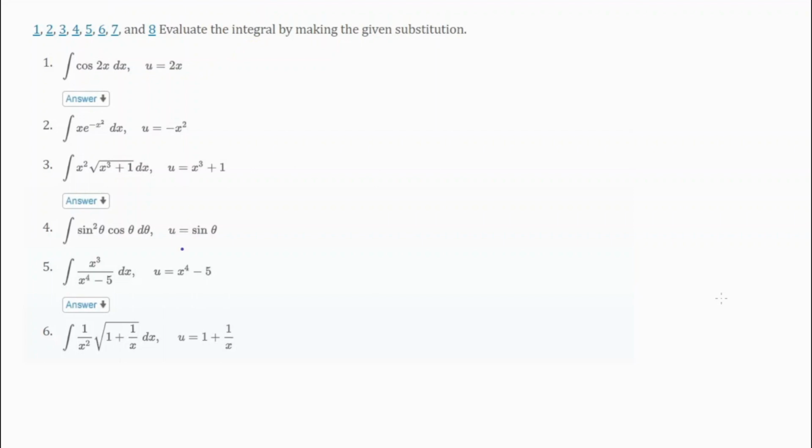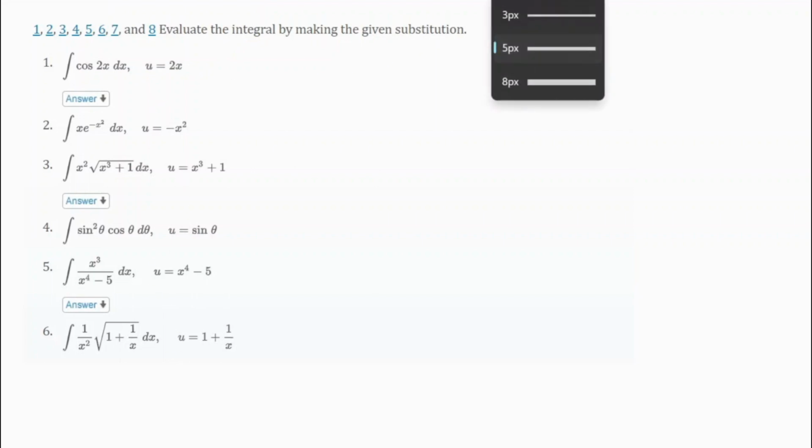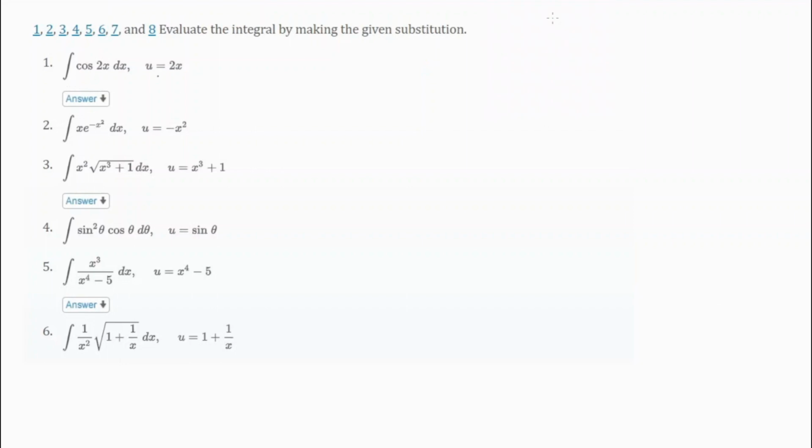For these questions, we're already given a u value, so we have to use the u value to integrate it. So let's write du down here. Let's first find du. So du is going to be the derivative of u, which is going to be the derivative of 2x, which is 2. So now let's start answering this. So we have the integral of cosine 2x dx. So let's plug in the u values in the dx. So, oh yeah, this is 2 dx.